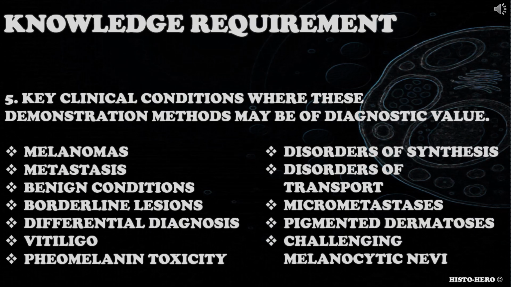The fifth knowledge requirement is for you to know the key clinical conditions where these demonstration methods may be of diagnostic value. What clinical conditions can be detected by using melanocyte markers? Consider melanoma, melanoma metastasis, benign melanocytic nevi, borderline melanocytic lesions, differential diagnosis, part of panel, vitiligo, pheomelanin toxicity, disorders of synthesis and transport of melanin, detection of micrometastases, pigmented dermatoses, and challenging melanocytic nevi.